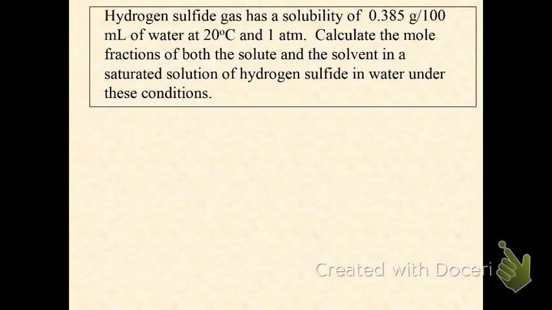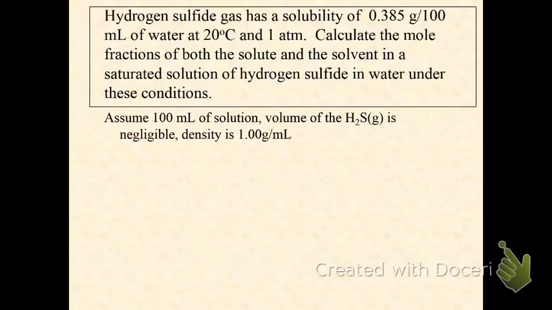So here we have hydrogen sulfide gas as an example, which has a solubility of 0.385 grams per 100 milliliters of water. And this, of course, is at these conditions of 20 degrees and 1 atmosphere. We want to calculate the mole fraction of both the solute and the solvent in a saturated solution. If we are assuming 100 milliliters, then our volume is going to be negligible because the density of water is 1 gram per milliliter.